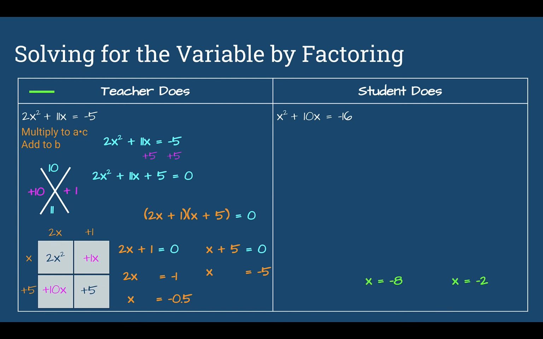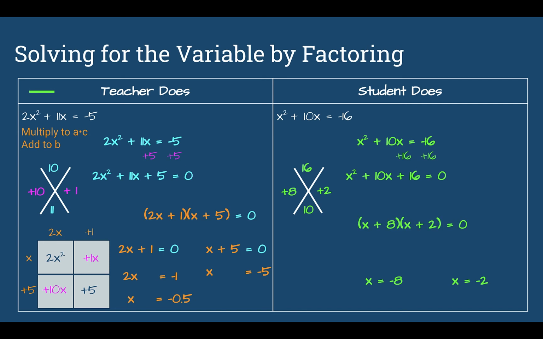Let's check. You should have got x equals negative 8 and x equals negative 2. Here's how we get that. First, add 16 to both sides. That way we get it in the format we need. Then they multiply to 16 but add to 10, so your values must be 8 and 2. It was a simple equation for this one, so we can just use our values. We didn't have to do the box, but you could have if you chose to. You end up with x plus 8 times x plus 2. Setting each equal to 0, our final answers would be negative 8 and negative 2.